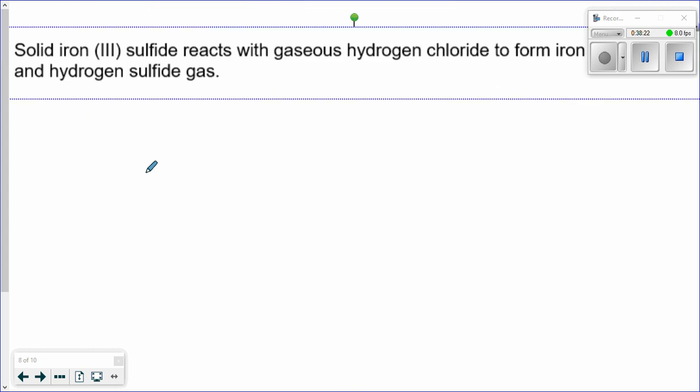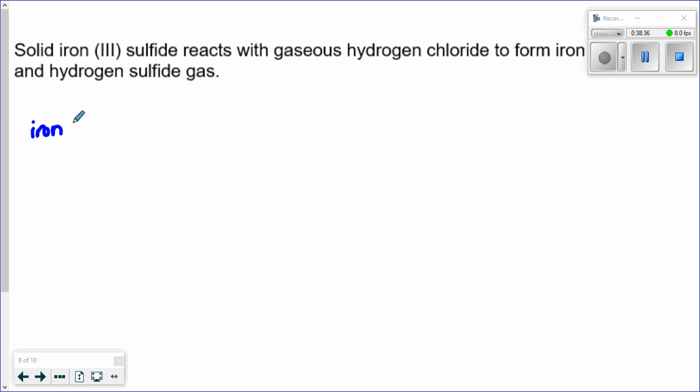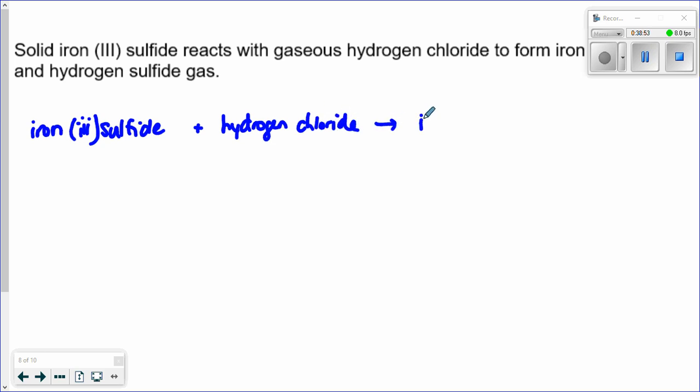And the next one here: solid iron 3 sulfide reacts with gaseous hydrogen chloride to form iron 3 chloride and hydrogen sulfide gas. Holy moly, lots here. So again, I'm going to do that extra step. So iron 3 sulfide reacts with gaseous hydrogen chloride to produce iron 3 chloride and hydrogen sulfide gas.